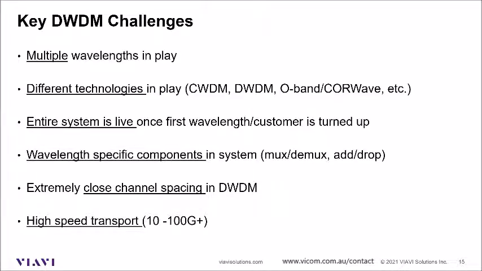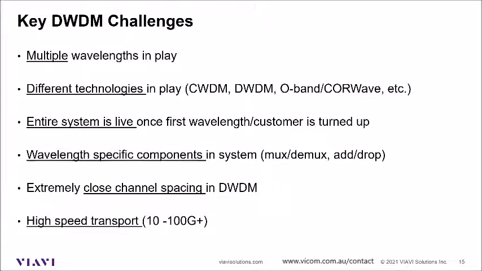You also have different technologies sometimes on the same fiber. So we've seen, for instance, in Korea, there's a mix of DWDM and CWDM. There's also DWDM being used on all their CWDM networks. So that adds to the complexity. O-band and coarse wave, I haven't come across these in the region, but there are also different technologies used in different parts of the world as well.